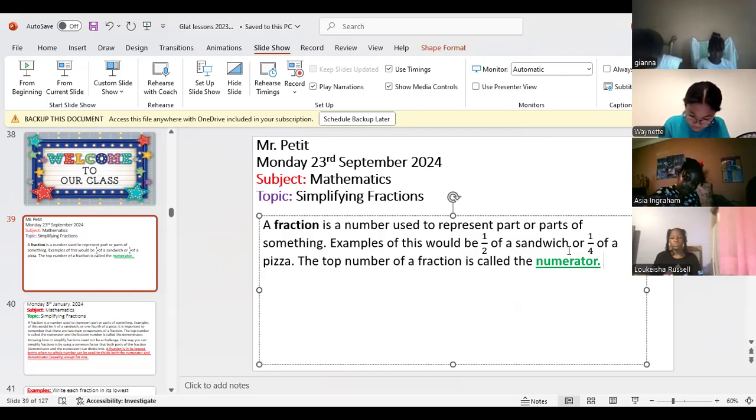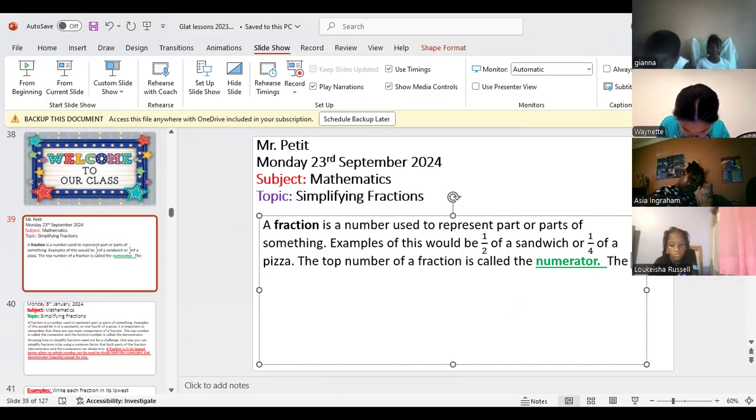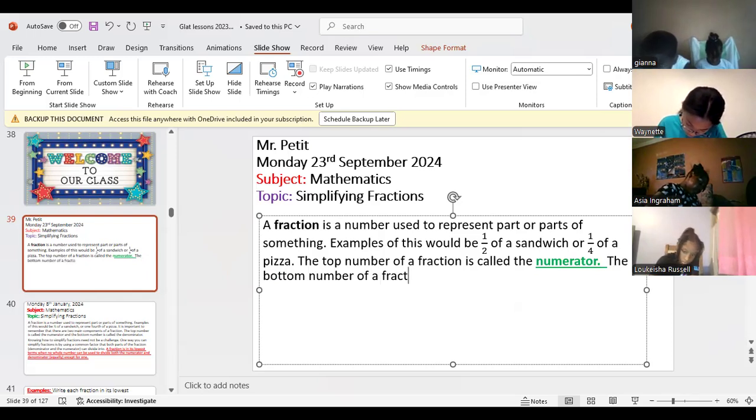So the top number of a fraction is called the numerator, and what we call the bottom number? The denominator. Very good. And the bottom number of a fraction is called the denominator.